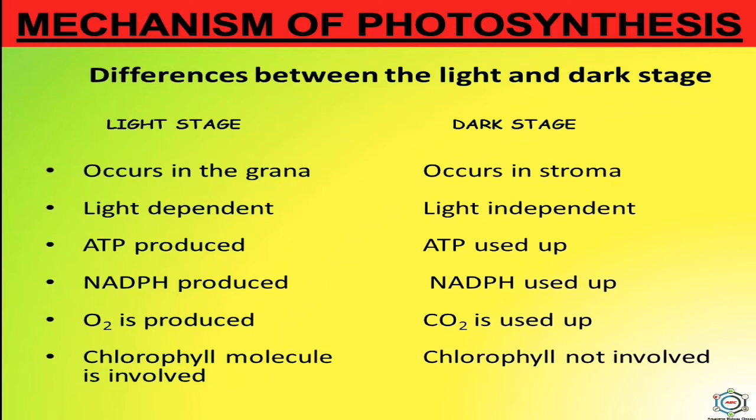Light reaction is light dependent, while the dark stage is light independent. In the light stage, ATP is produced, while ATP is used up in the dark stage. In the light stage, NADPH is produced, while NADPH is used in the dark stage. Oxygen is produced in the light stage, while carbon dioxide is used up in the dark stage. In the light stage, the chlorophyll molecule is involved, while in the dark stage, chlorophyll is not involved. So these are the main differences between the light reaction and the dark reaction of the mechanism of photosynthesis.